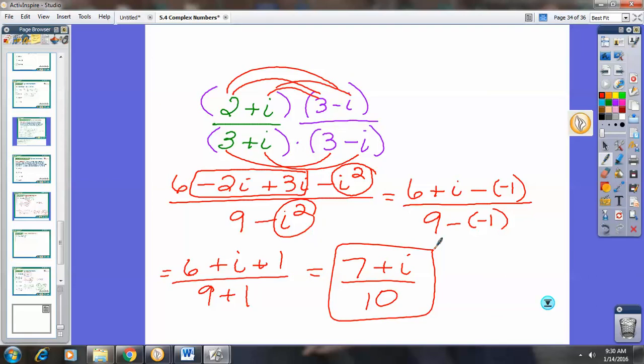If you could simplify, I would want you to do that at this point. I don't think there's anything you can do to simplify this particular problem.